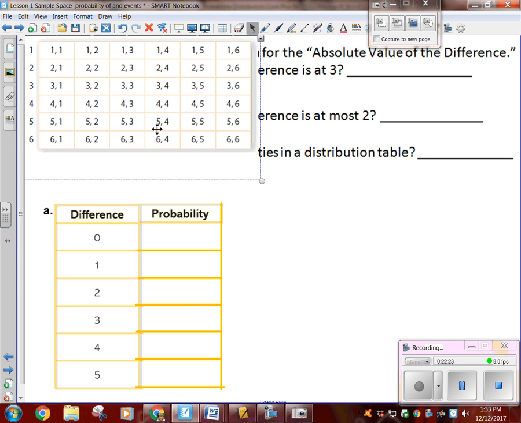Let's do 2 subtract 4. What's 2 subtract 4? Negative 2. But what's the absolute value of negative 2? 2. It's just 2 units difference. So the order really doesn't matter. Does everybody get what I'm saying?